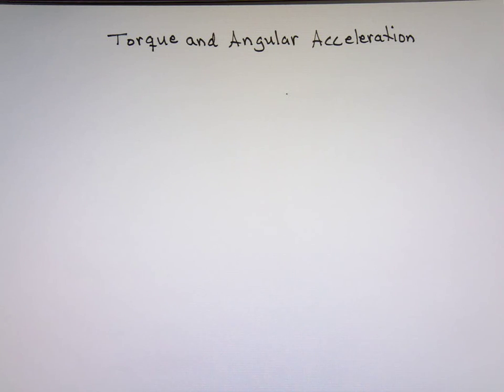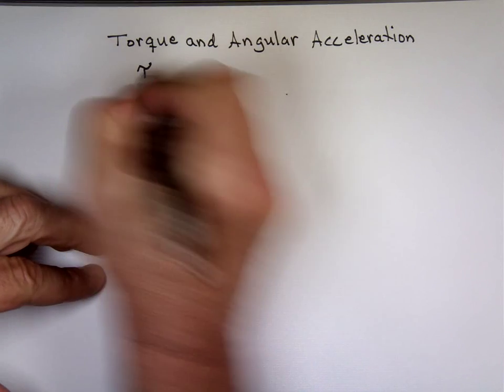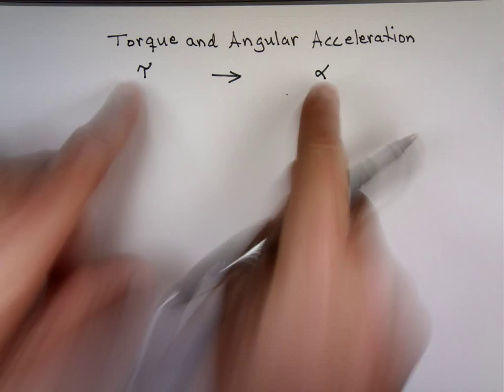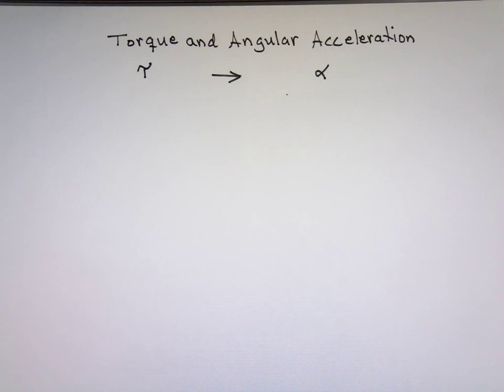I want to try to come up with the relationship between torque and angular acceleration. Torque is tau, angular acceleration is alpha. Can we find a relationship between the two of them? That's really what I'm looking for. Can I come up with an equation that will tie the torque to the angular acceleration?